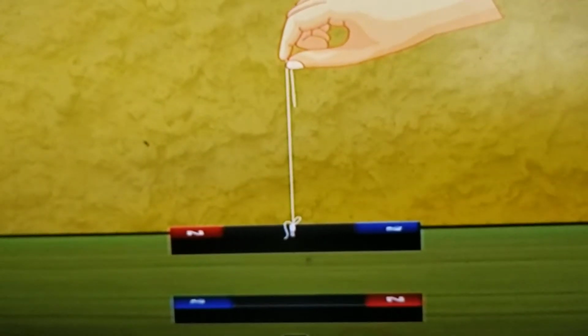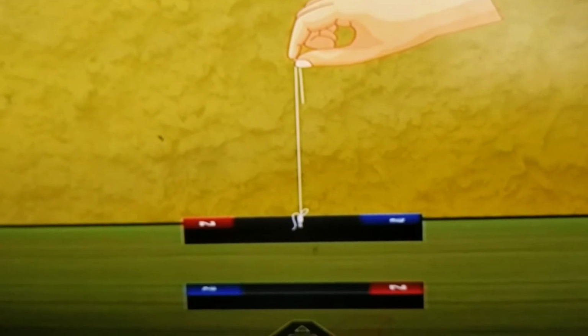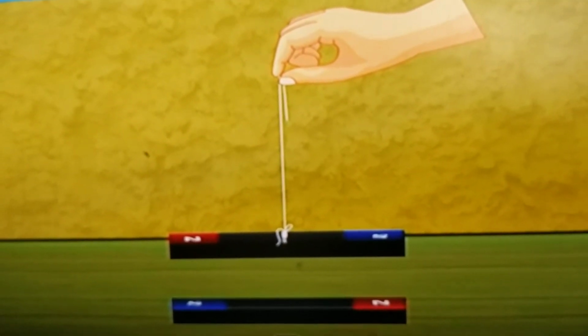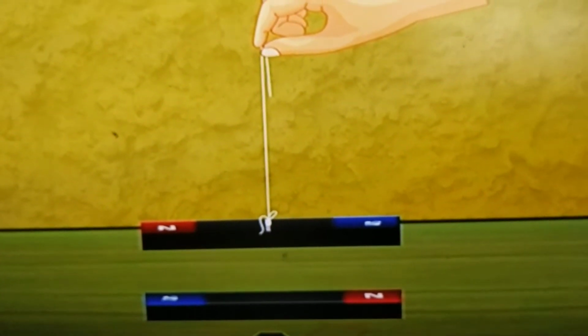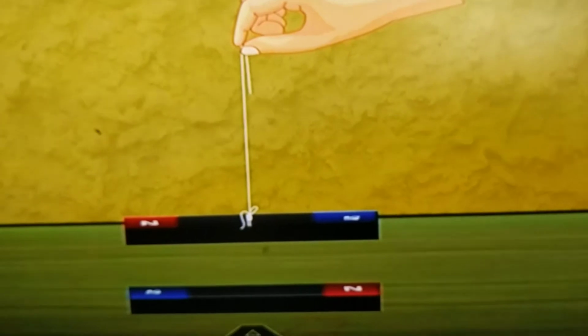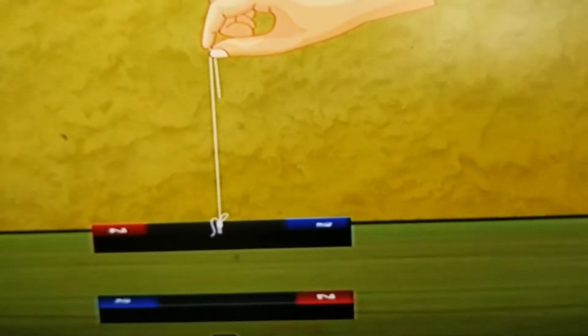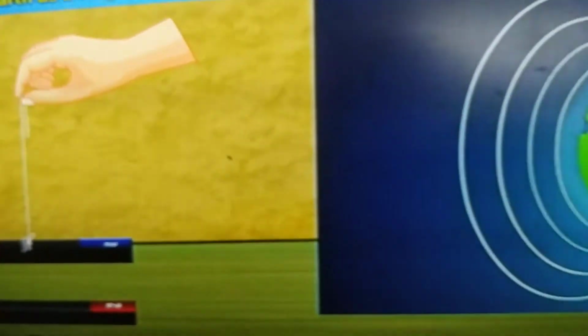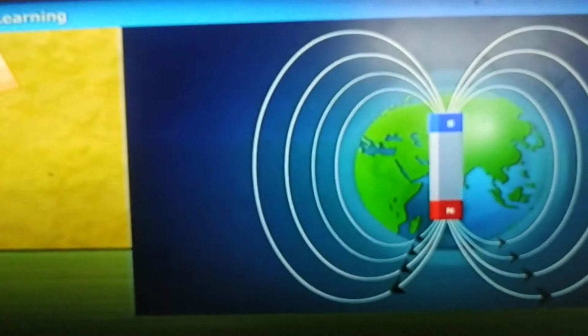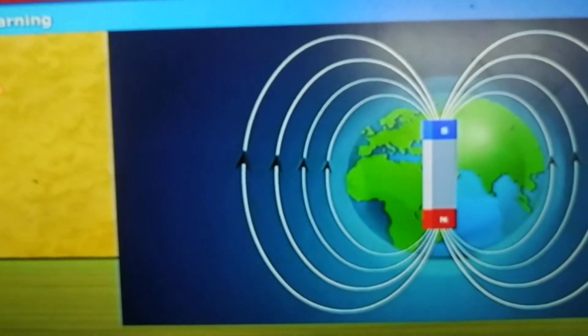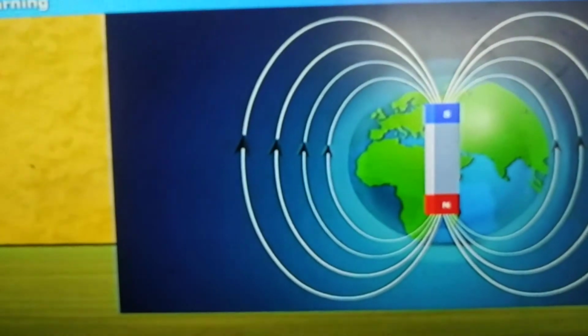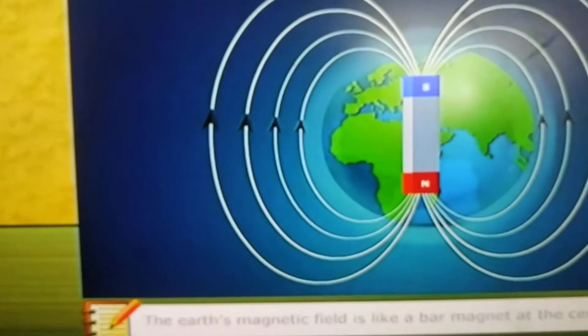Finally, we conclude that the north pole of the suspended bar magnet points towards the south pole of the bar magnet placed on the table, whereas the south pole of the suspended bar magnet points towards the north pole of the bar magnet placed on the table. So from this activity, we learned that the earth possesses magnetic properties which act upon the suspended bar magnet.